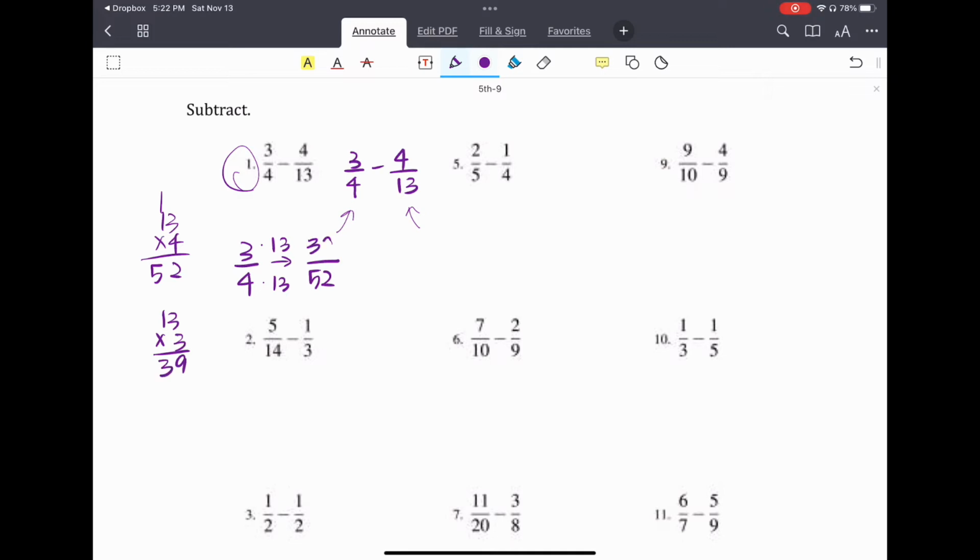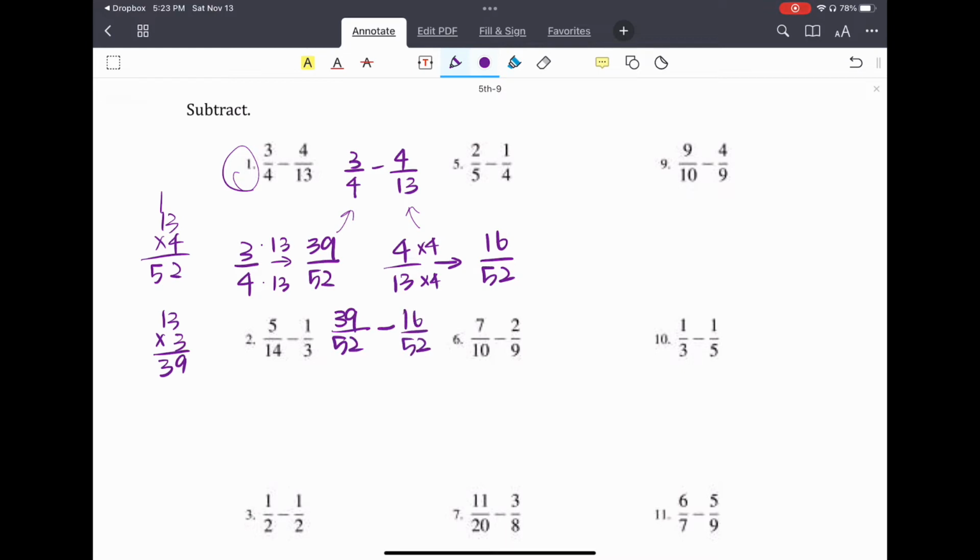Now for 4/13, to get it into a denominator of 52, we need to multiply both the numerator and denominator by 4. The numerator will become 16 out of 52. So then, when you rewrite this, it would be 39 over 52 minus 16 over 52.